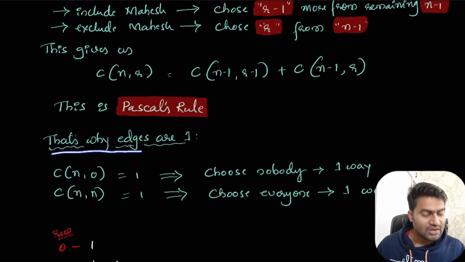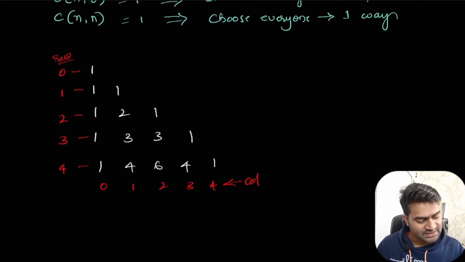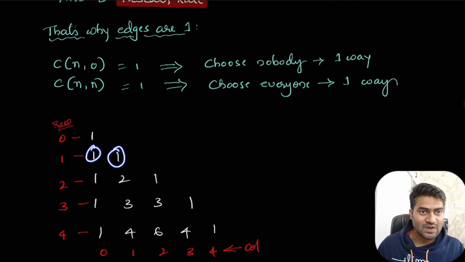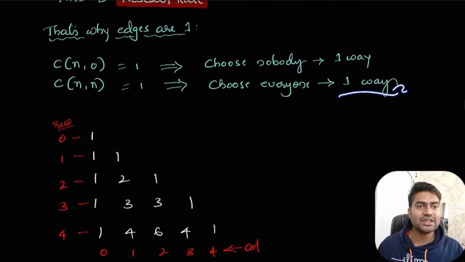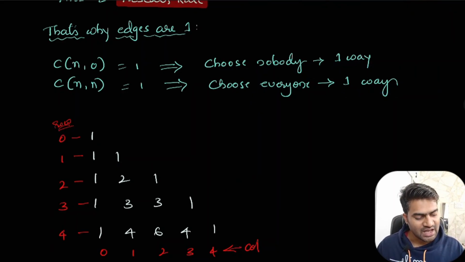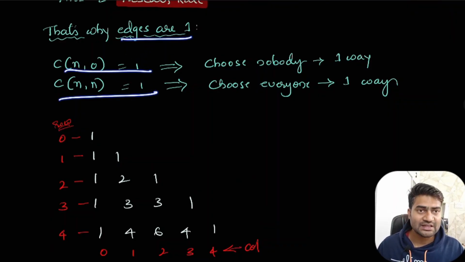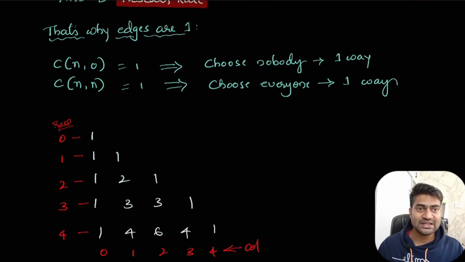So why are the edges 1? Because if you see, always in the example the edges are ones, right? Why? Because choosing nobody is one way. If you don't want to choose anyone, that is one way it is possible. If you want to choose all the people from the available people, then there is only one way you can choose all the people. So that's why our edges are ones. This is the basic intuition behind this particular Pascal triangle.